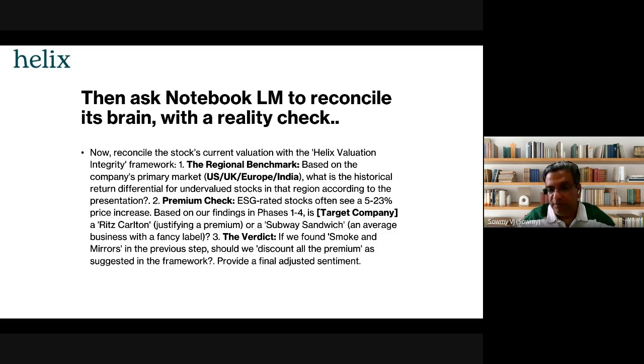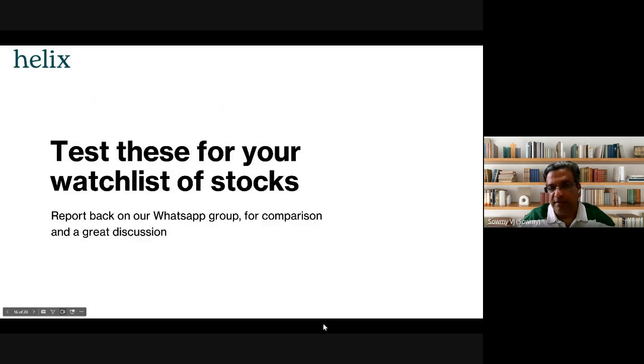So you're going to receive all of this in the PDF, so you can go back and check these. What we would want you to do is to go and test these for your watch list of stocks, right? And then report it back on the WhatsApp group for comparison and to have a great discussion.